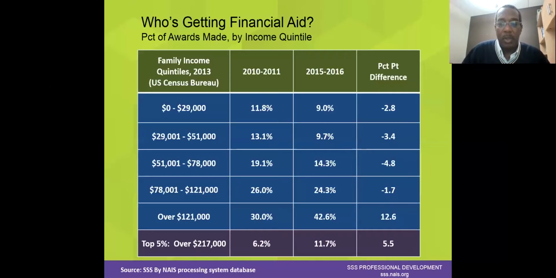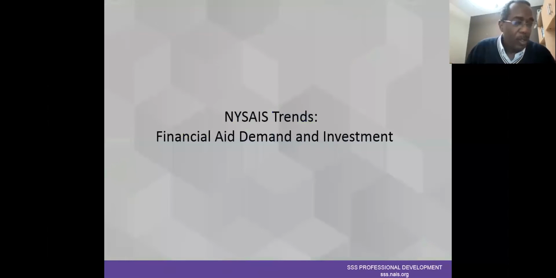But it is something to think about when you look at your own data in this way. What does it signal about where our dollars are going, and is this the kind of distribution we would expect to see in our financial aid outcomes? So let me pause right now before I dive into what we're seeing in the New York State Association specifically. Any thoughts or observations or questions?